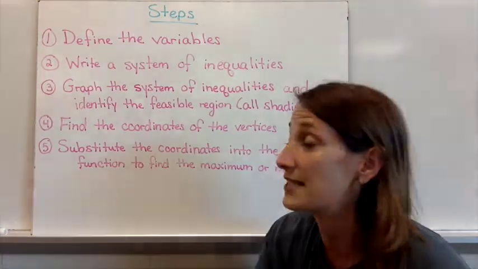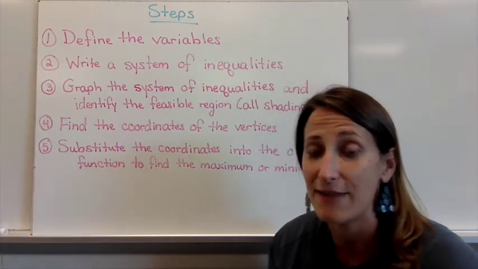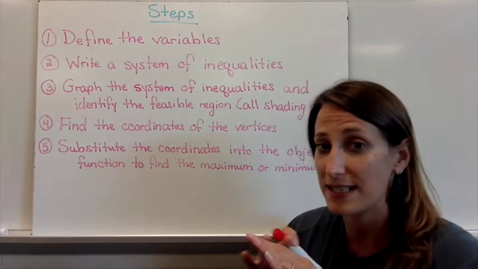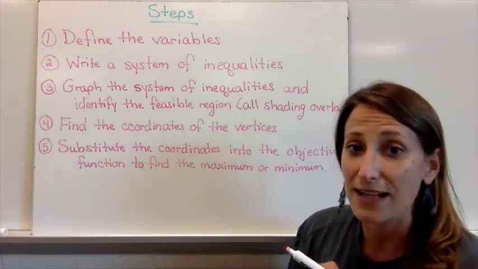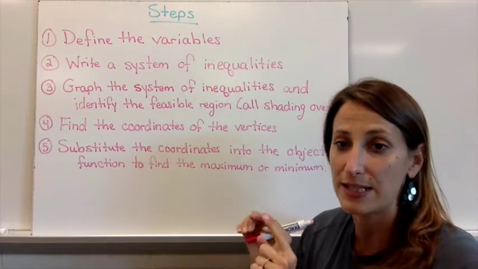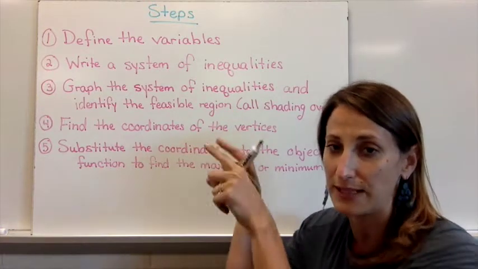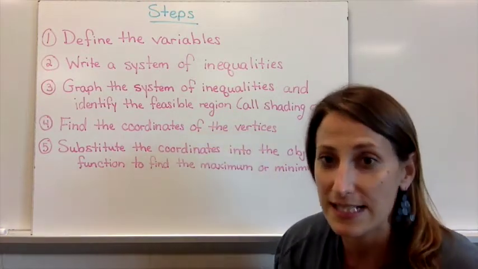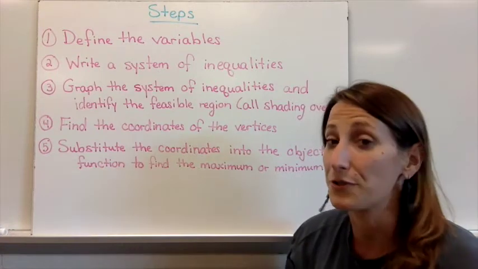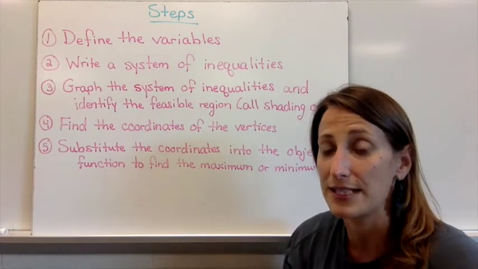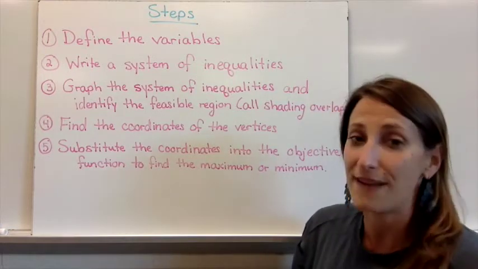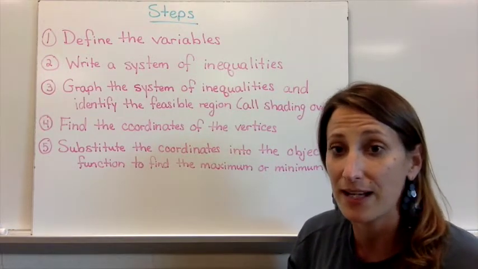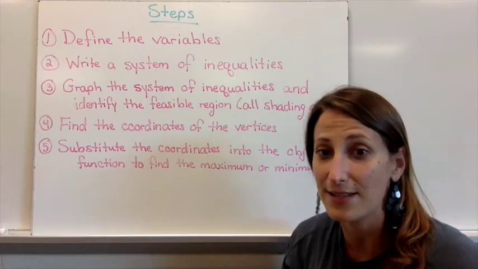You're going to graph the system of the inequalities and identify that feasible region, just basically where all the shading overlaps. After that, you're going to find the coordinates of the vertices, so those intersection points. Those are going to be our vertices of our feasible region. When you're done and you have your points, you're going to substitute those coordinates into the objective function to find your maximum or your minimum value. A few problems might ask you to do both.